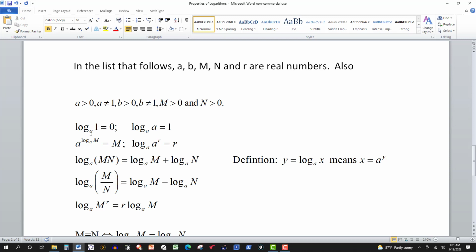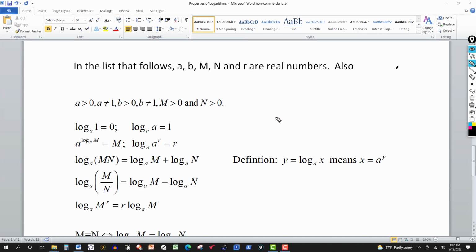So here are some of the basic properties. Log of 1 to base a equals 0 because a to the 0 is 1. Log of a, remember the exponent there on a is understood to be 1. So the log of a to base a is 1 because a to the 1 is a. Notice this one: a to the exponent log of m to base a. The base here is a and the base of the log in the exponent is also a. So a here and a here, the answer is m.